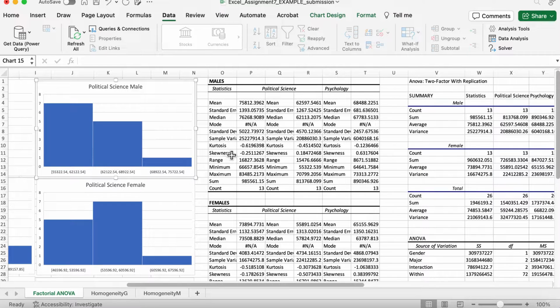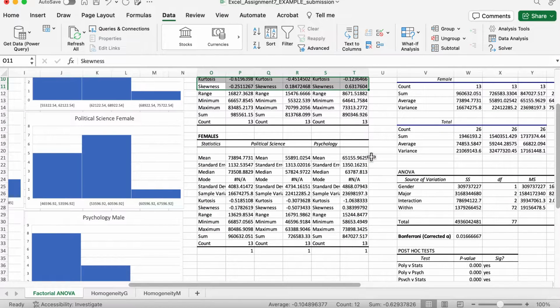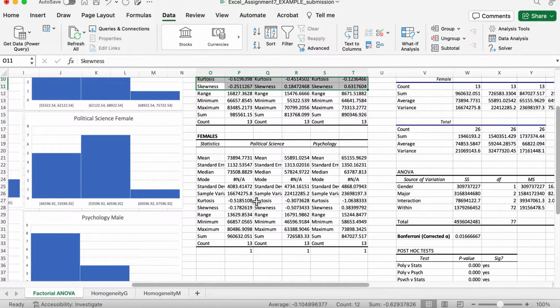So when we check normality, we look at the skew and kurtosis, and again, our range here is plus or minus 2, and all of these fall within that range for males, and as far as the females, the same thing, all of these fall within that range.